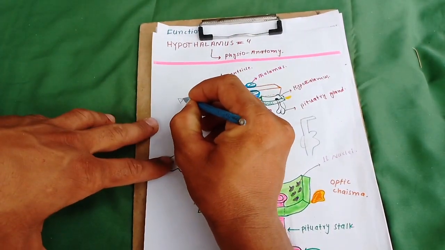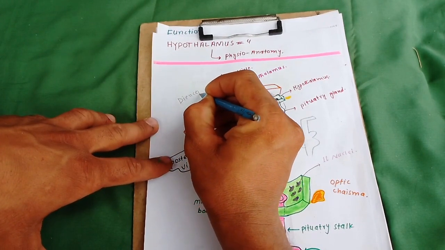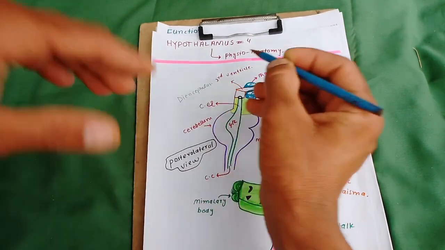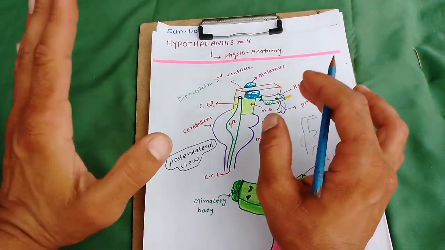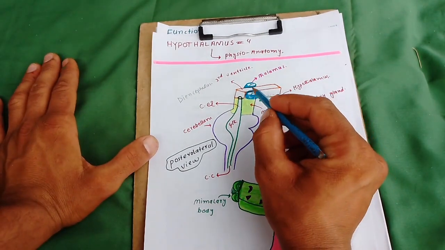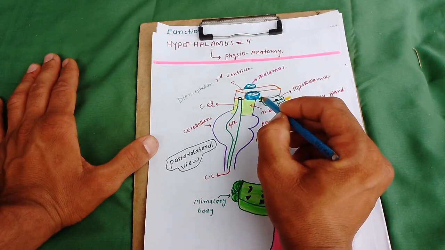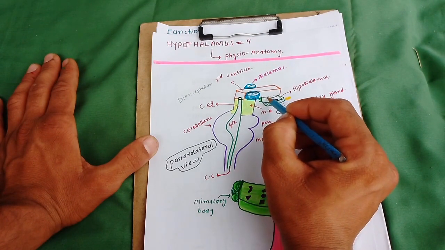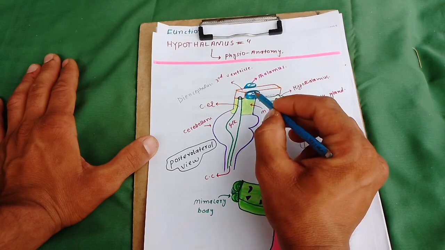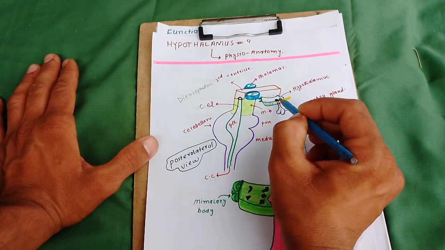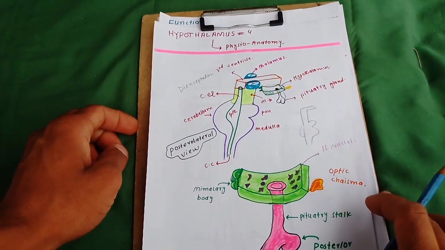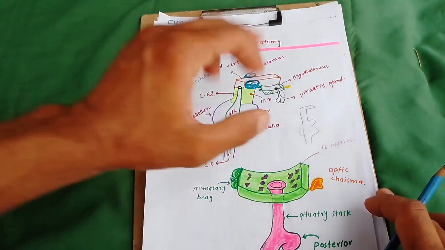So the hypothalamus is the part of the diencephalon which is present anterior and below the thalamus. This is the thalamus. This is the hypothalamus. The hypothalamus is present anterior and below the thalamus.